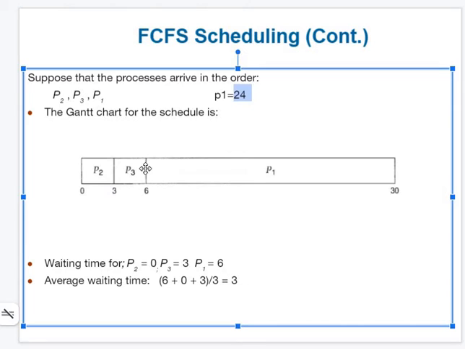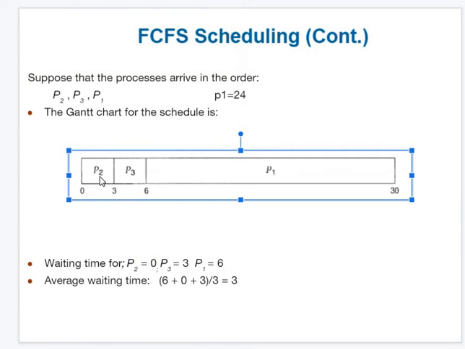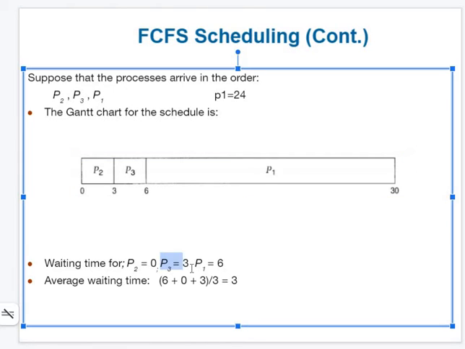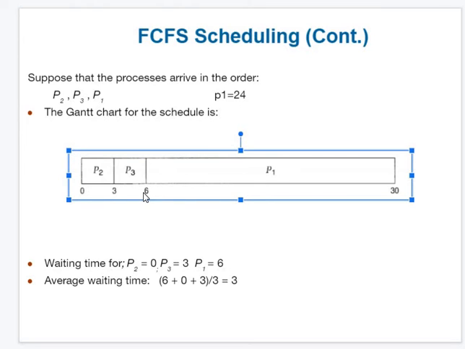So the chart is 0 to 3, 3 to 6, 6 to 30. So what's the waiting time for P2 here? Waiting time for P2 is 0. Why? You can see, if I refer to my left, which process is there? That is the waiting time. So it is 0. Then comes P3. P3's waiting time is 3. What about P1? P1's waiting time is 6.